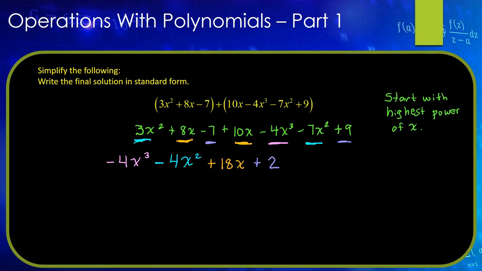So this is simplified. Notice it went from having, in my original problem, 7 terms, and now I'm down to 4. So simplifying is going to reduce the number of terms in most cases, or at least if I have multiple instances of the same thing, it's going to combine them together in some way. So try this next one.